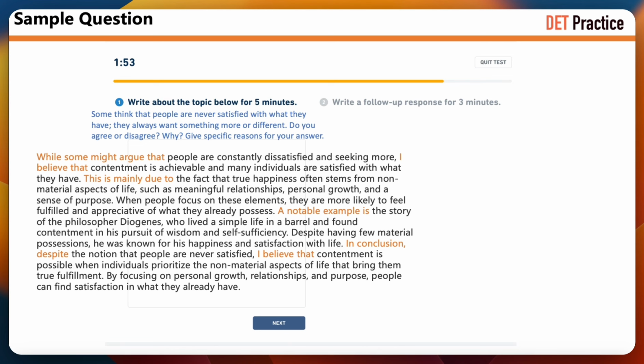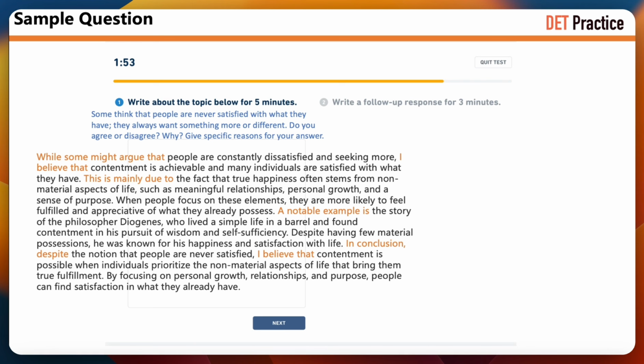Finally, the response concludes by reinforcing the main argument. In conclusion, despite the notion that people are never satisfied, I believe that contentment is possible when individuals prioritize the non-material aspects of life that bring them true fulfillment. This sample answer demonstrates a well-structured response that effectively uses the template to present a clear, balanced, and well-supported argument.